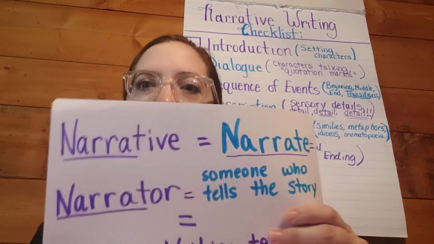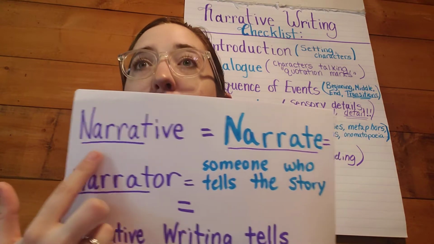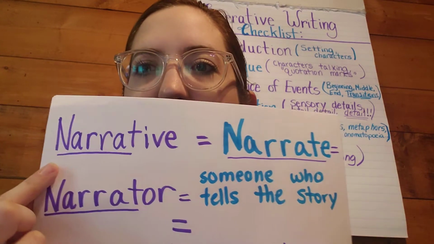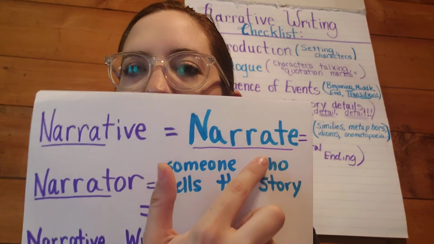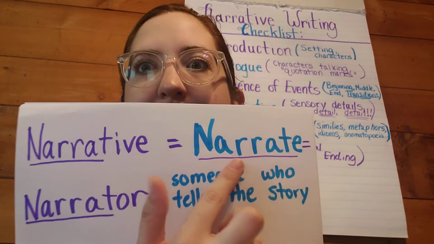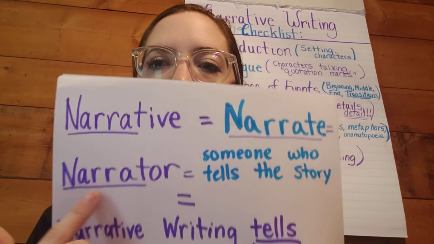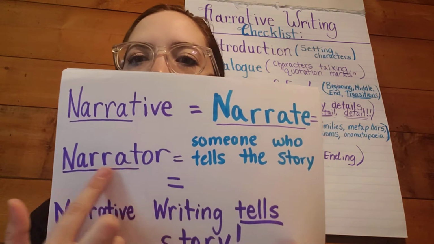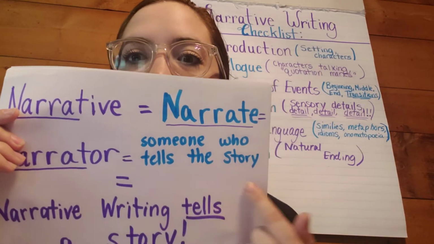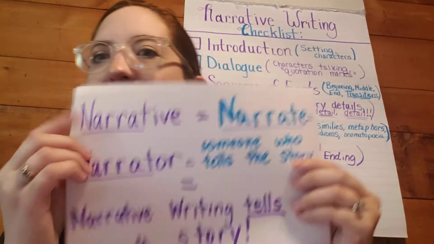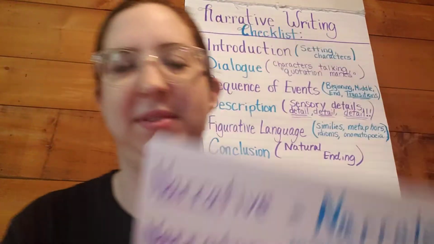So that word narrative, you might notice a smaller word inside. The root word here of this word narrative is this word narrate. Do you know that word narrate? That word narrate means to tell a story. That word narrate is also the root word in the word narrator. That's another word you might know. What's a narrator? A narrator is the person that's telling a story, right? So narrative writing is writing that tells a story, okay?